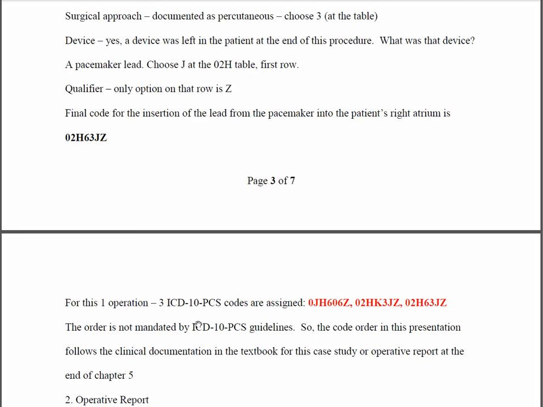And in this case, there is no guideline that says you couldn't have these codes in a different sequence. You could have this code first, this code second, but this order that you're seeing on your screen is based on the order that was given to us in the documentation. The pacemaker was put in first, then the lead into the ventricle, and then the lead into the atrium.